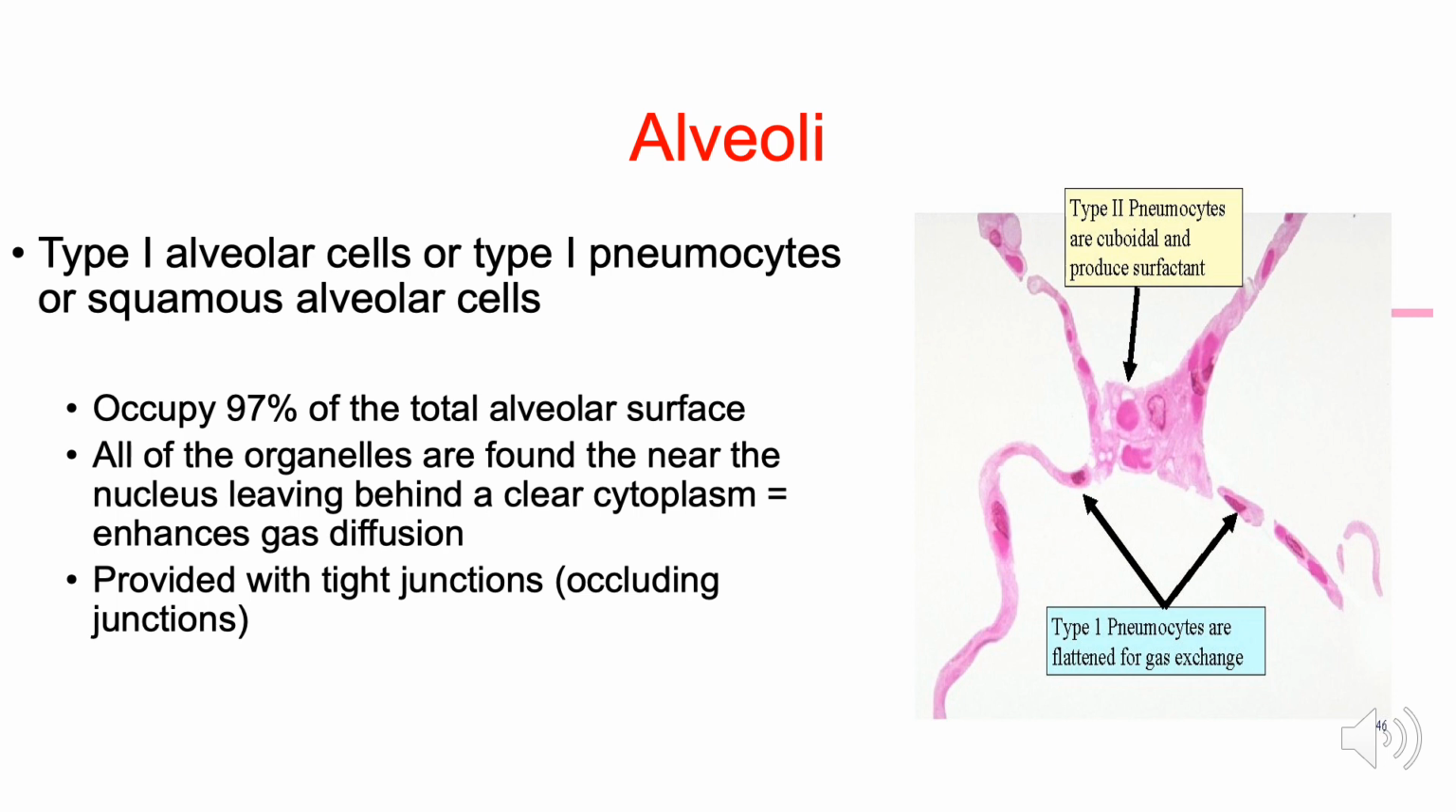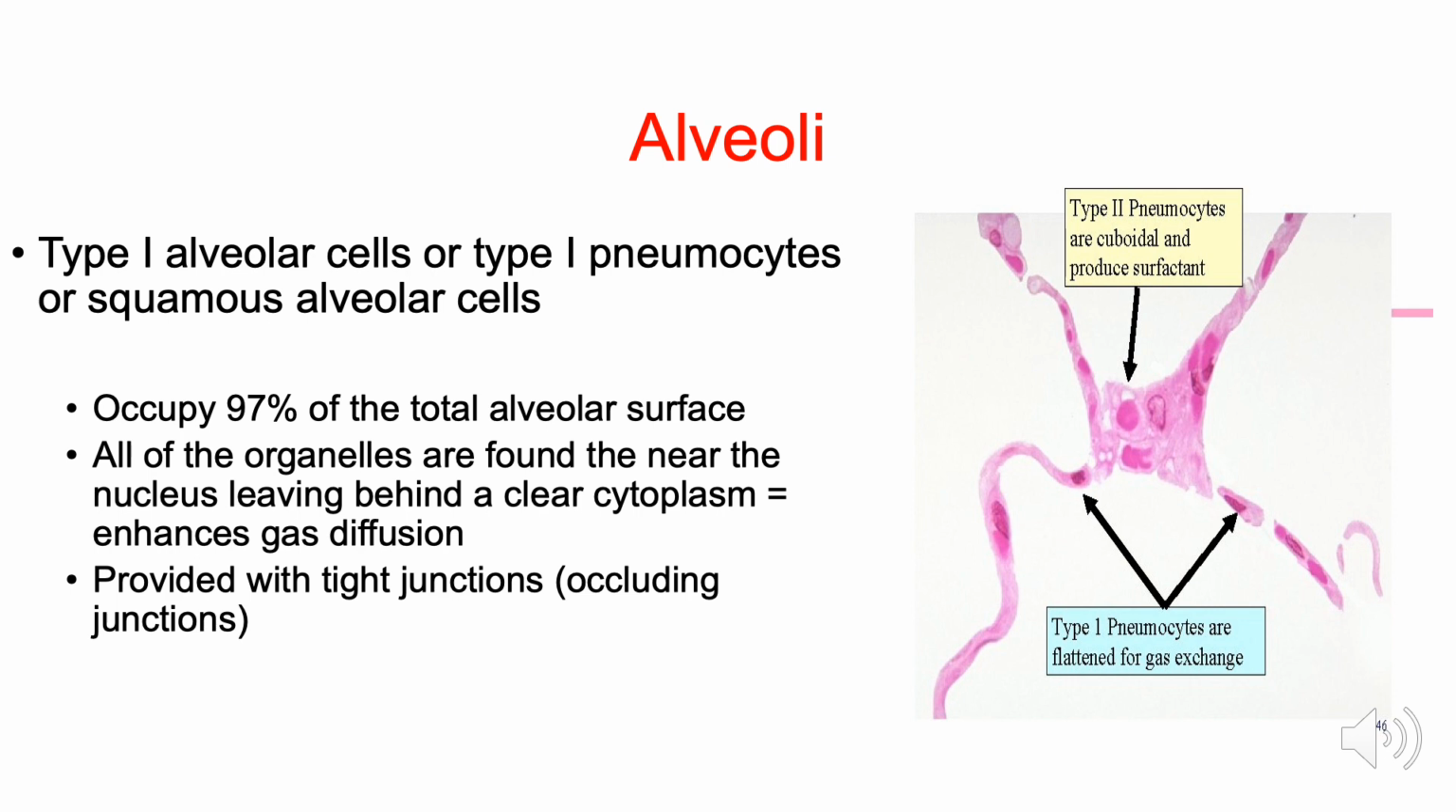The squamous cells that line the walls of the alveoli are referred to as the type 1 alveolar cells or type 1 pneumocytes. These cells occupy 97% of the total alveolar surface. Why? Because these cells are the ones responsible for facilitating gas exchange. And for them to do that, all of their organelles should be found near their nuclei so that they can leave the majority of the areas of their cytoplasm clear or empty, and that would enhance gas exchange.